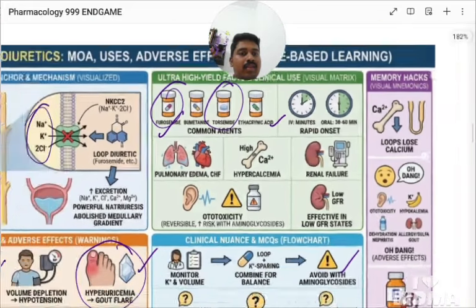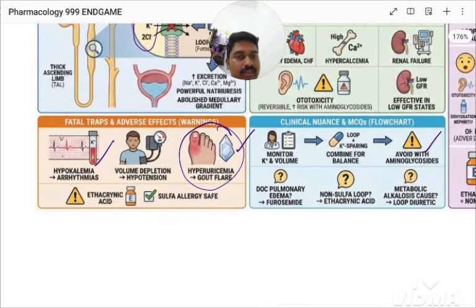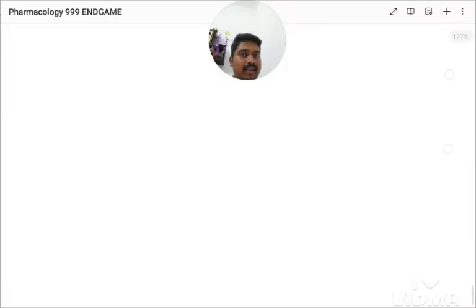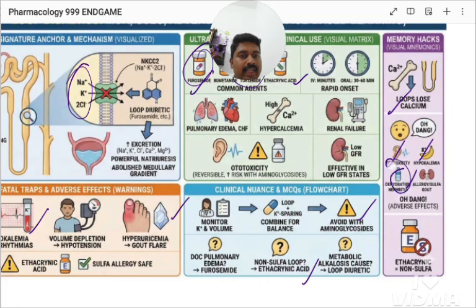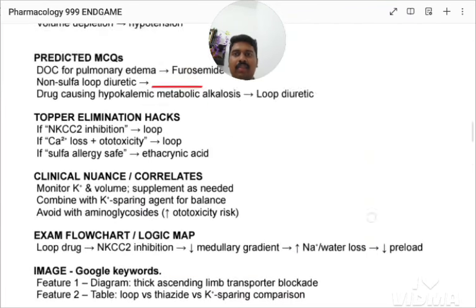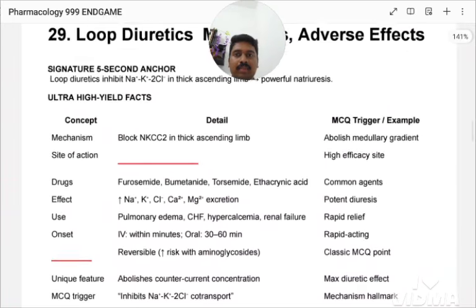One more thing is the non-sulfa loop diuretic is ethacrynic acid, and that's why if a patient has sulfa allergy, then ethacrynic acid is the safer alternative. Okay, so loops lose calcium, they lose everything. Hypokalemia, ototoxicity, dehydration, nephritis, allergy, sulfa, gout. I think all this I have covered. So we'll go through the questions.